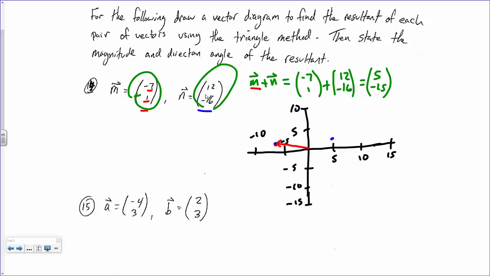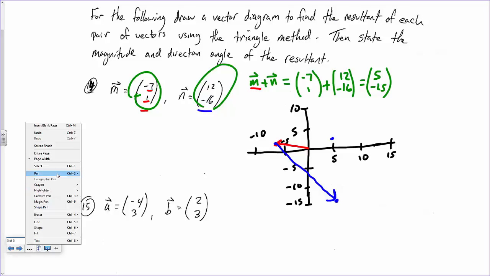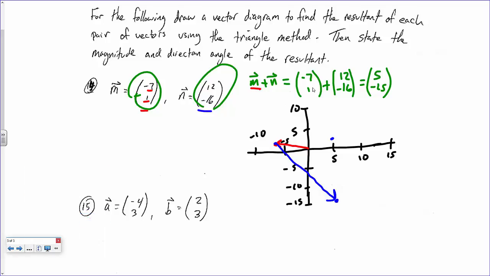And then what? Go down, right? Go down 16. So I'm already at 1, so it's going to take me all the way down to negative 15 down here. So I'm going to get another graph that looks like this. This is the other vector right here. Boom. So the resultant vector, which is the sum, we call this a resultant right here, is going to go from where everything started to where it all ended, which is right here.